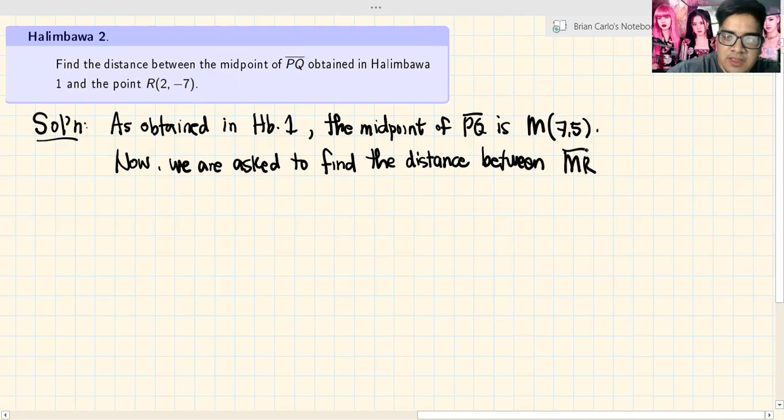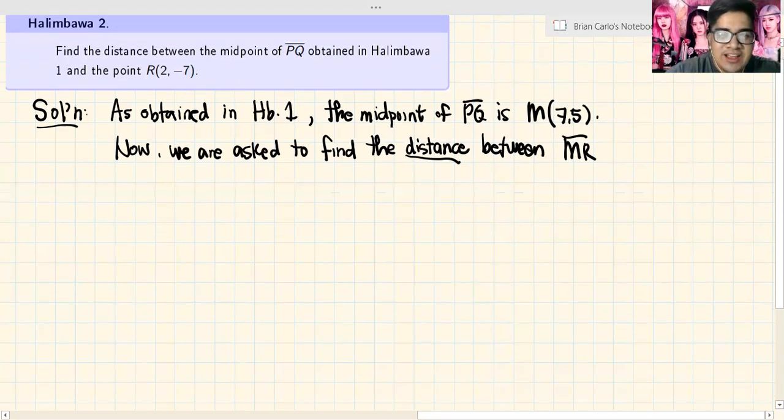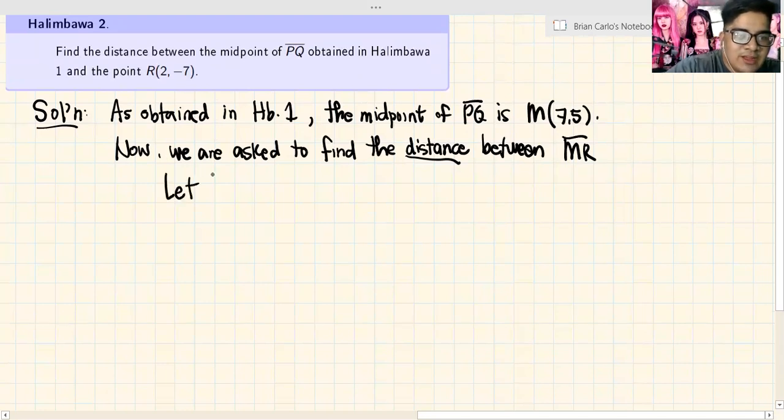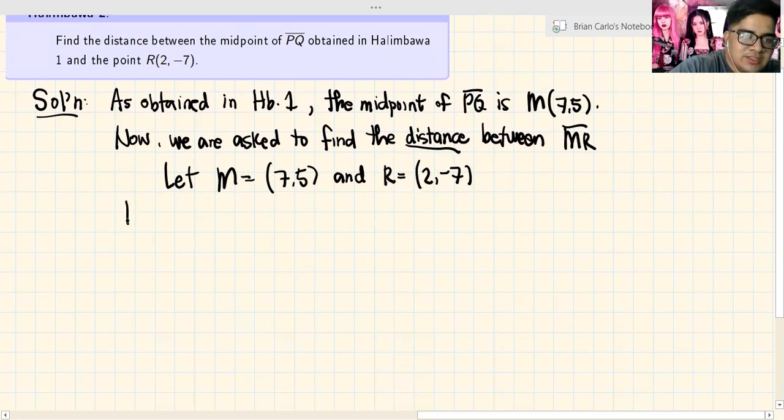Kasi si M ay (7, 5) and may point na (2, -7). Di ba parehong points yun? So, anong gagamitin natin? Di ba we are asked to find the distance. So, we'll use the distance formula. Very good. Gagamitin natin yung distance formula. Ngayon, let natin muna, kasi alam kong paulit-ulit ako, pero ganito kasi talaga. Di ba? M is equal to (7, 5) and R is equal to (2, -7). Ngayon, by the distance formula, anong gagamitin natin? Distance formula, di ba?